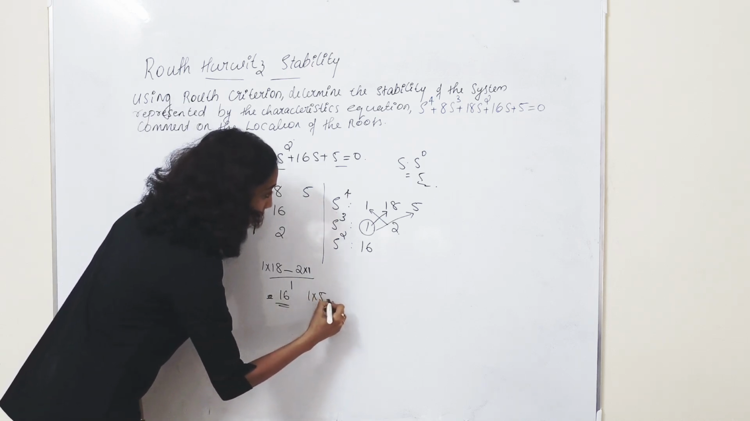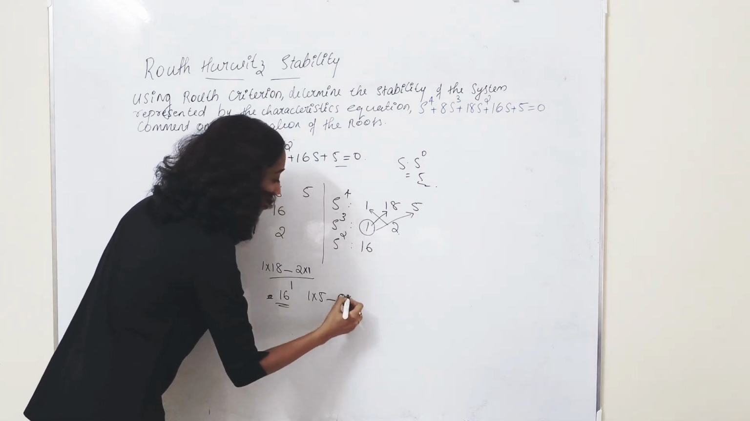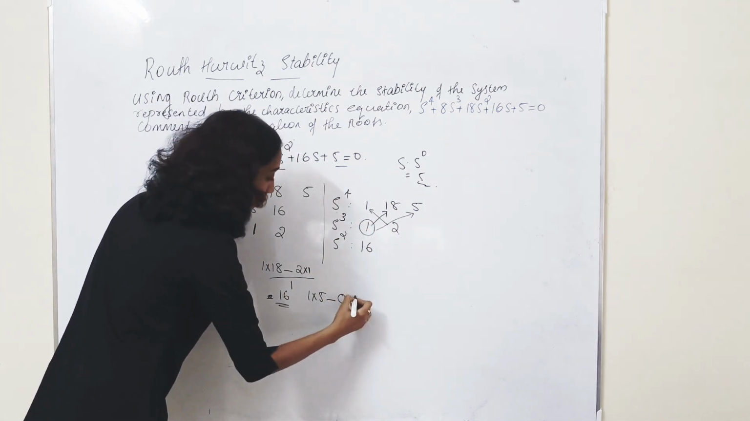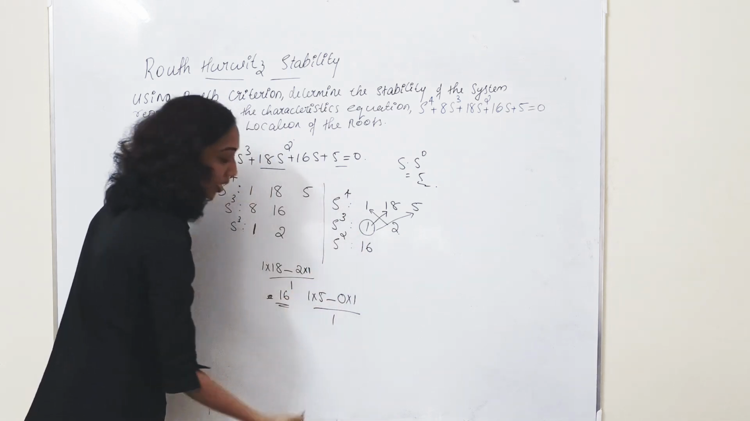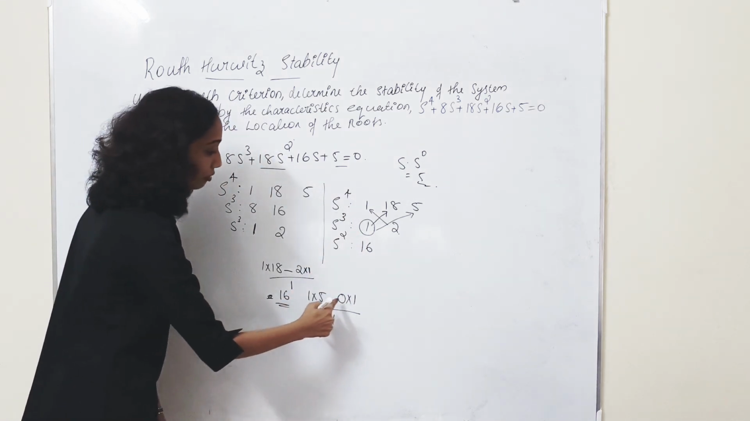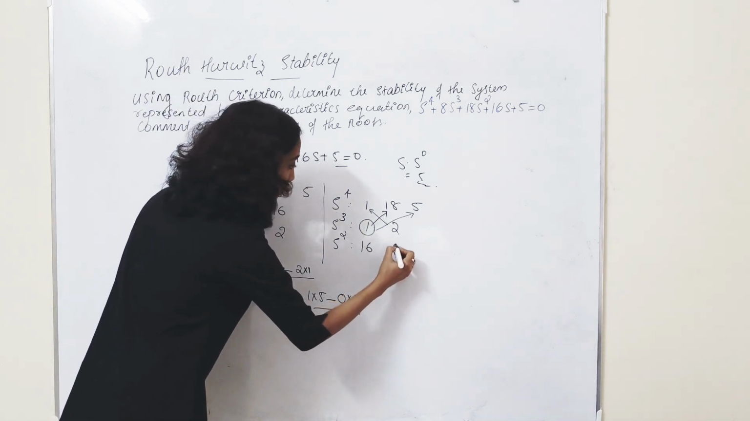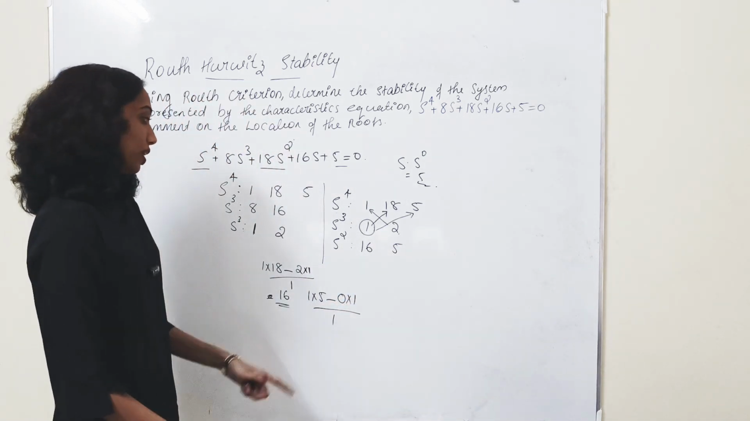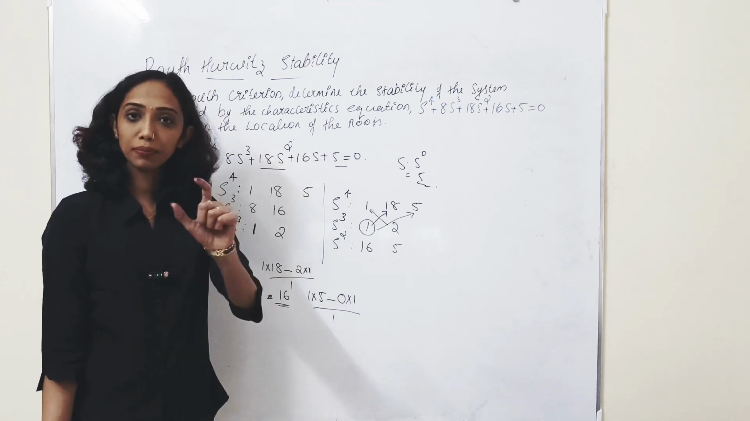1 into 5 minus any number here? No. So we can assign it as 0. 0 into 1 divided by again the first column number is 1. That is 1 into 5 minus 0 into 1 is 0. That is 1 into 5 by 1 is 5. So s square is 16 and 5, and 16 and 5 are not divisible by a particular number.